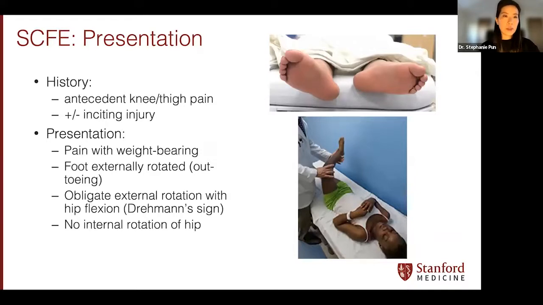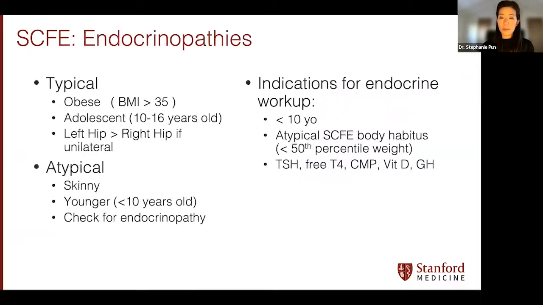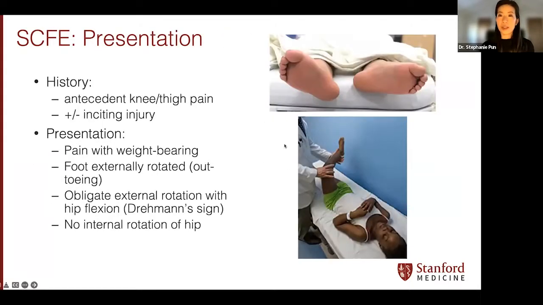The presentation of a patient with a SCFE is usually a history of antecedent knee or thigh pain for many weeks, with or without an inciting event or injury. Usually the patient will present with pain with weight bearing on the affected leg, and usually they will have the affected leg externally rotated. So they'll look like they're out-toeing when they're walking or standing, or even when they're lying down.